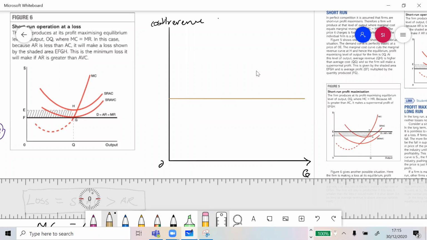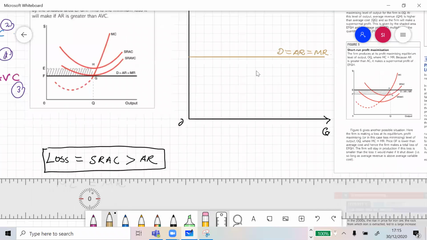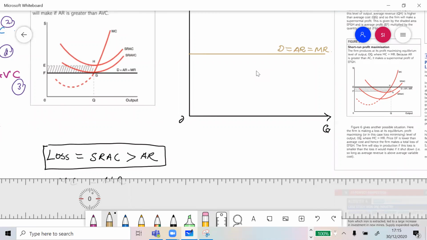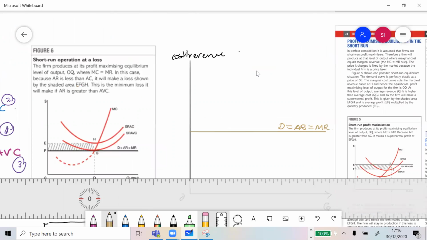Now we are going to look into short-run operations at a loss for a perfectly competitive market. So first of all, you draw the demand curve. So D equals average revenue equals marginal revenue. Now here, we're going to apply the rule where a perfectly competitive firm will make a loss when short-run average cost curve is greater than the average revenue curve. So let's see how to construct the curves to find out if the firm is making a loss.